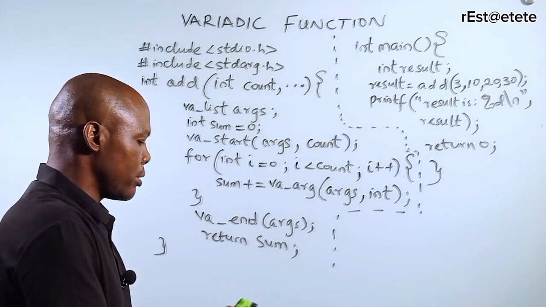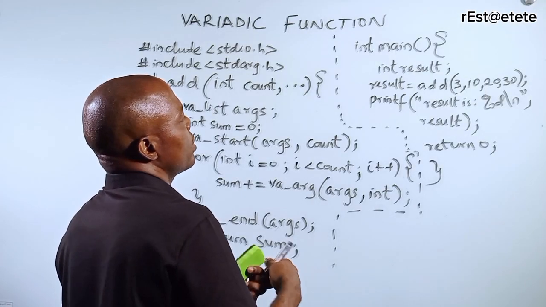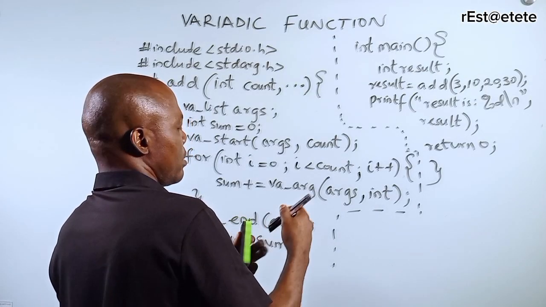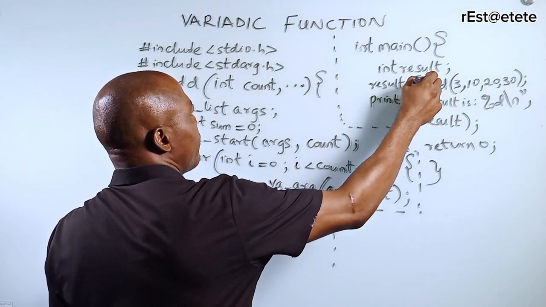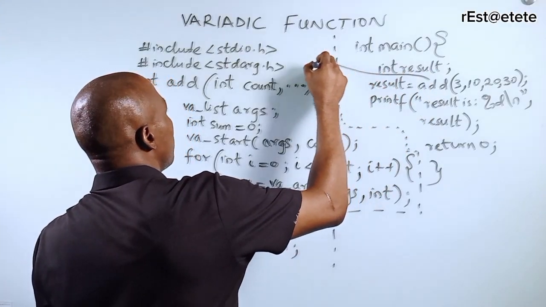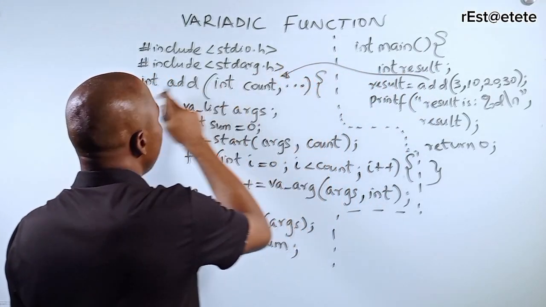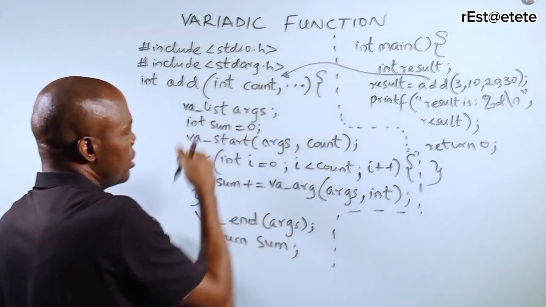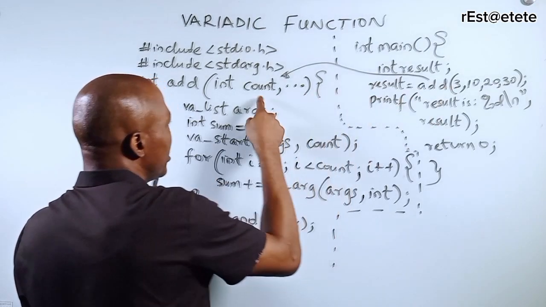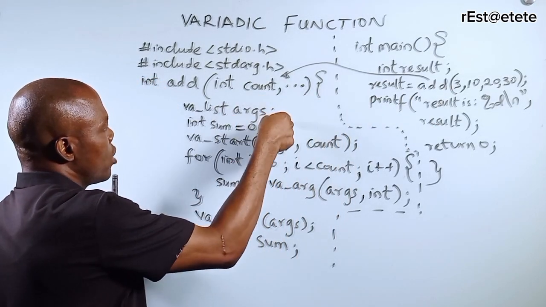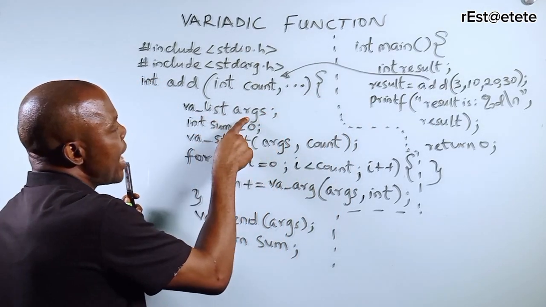So at this point, from this point, control will come to this function. So this 3 will be given to count, right? It will come inside. Then var list, ask, is created.